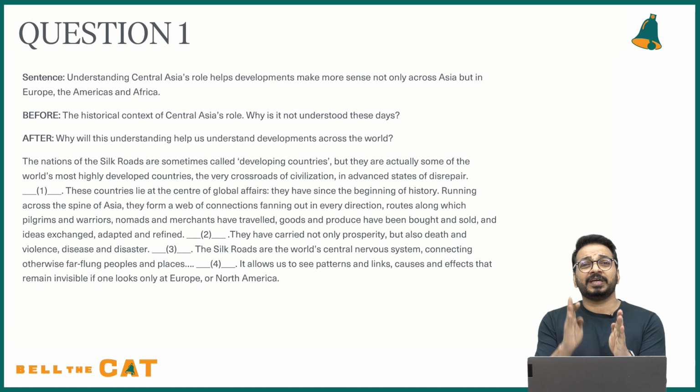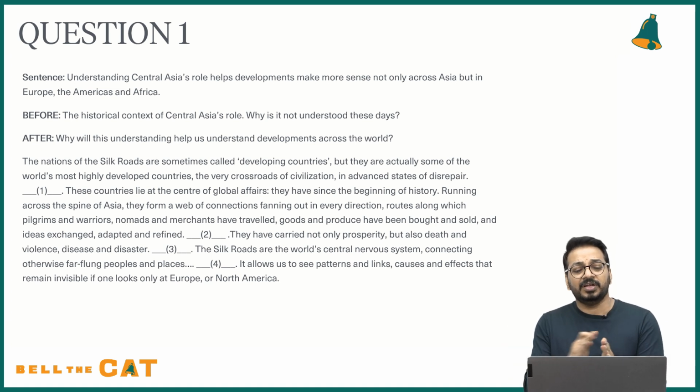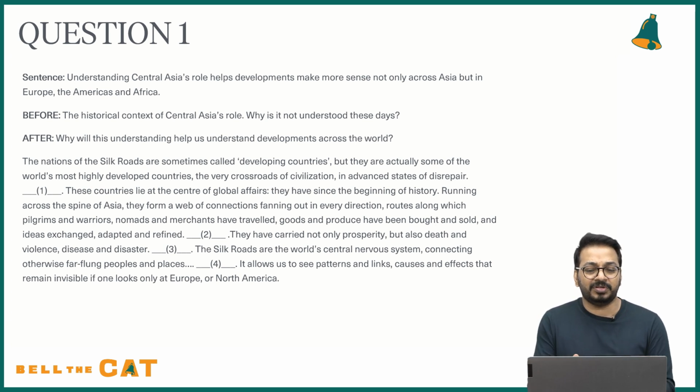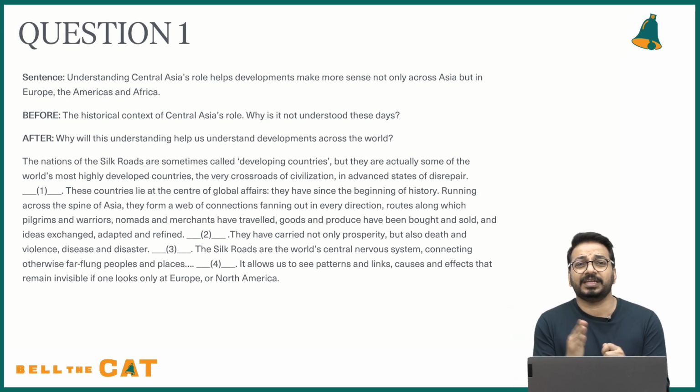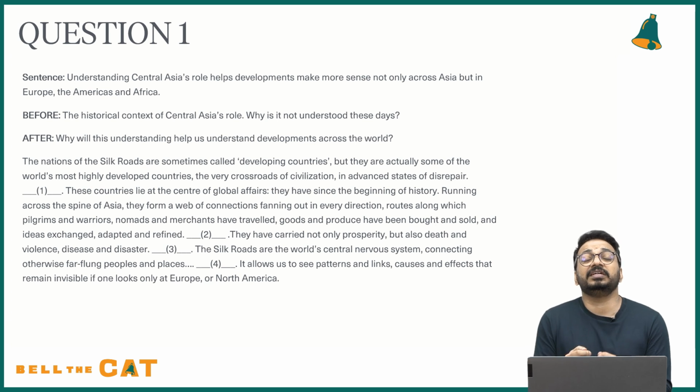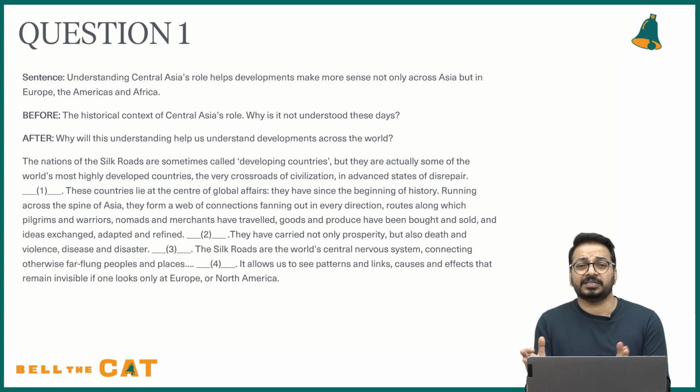After you fit it, I said, check the next sentence. "The Silk Roads are the world's central nervous system, connecting otherwise far-flung peoples and places. Understanding Central Asia's role helps developments make more sense, not only across Asia." "It allows us." After you fit it, check: does the next sentence connect or not? "It allows us", it refers to what? It refers to the understanding, right? So it is not clashing with the next sentence, and option 4 is the best possible option.